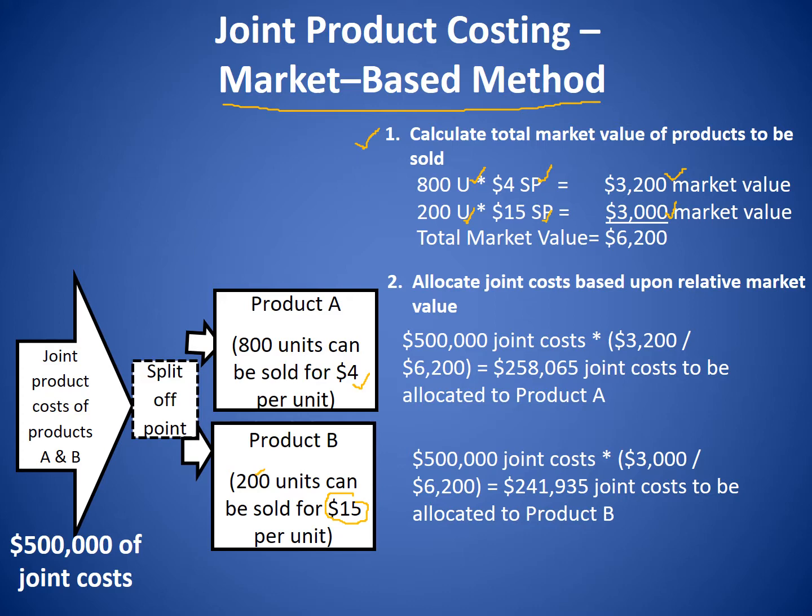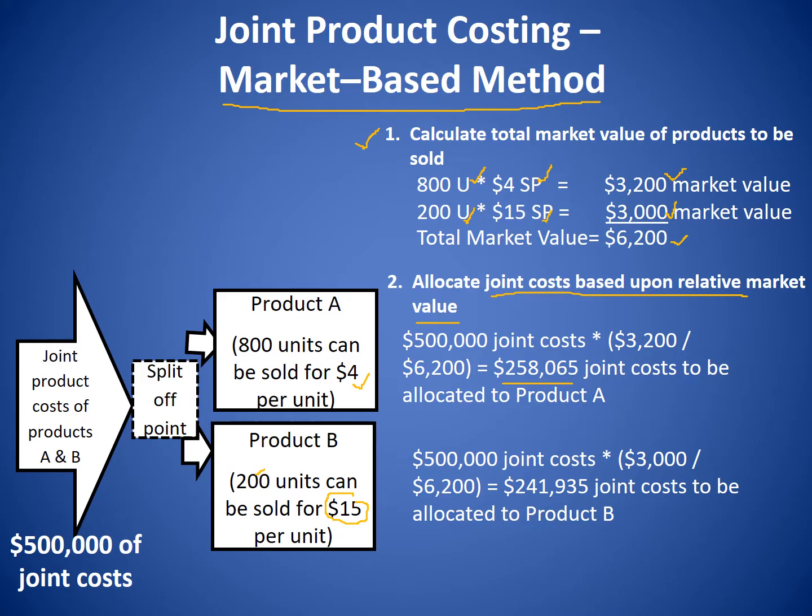So the total market value of product A and product B totals $6,200. Now what we're going to do is allocate the joint cost based upon the relative market value of these two products. So we take our $500,000 of joint cost and multiply it by the $3,200 market value divided by 6,200. That means we're going to allocate $258,065 of joint cost to product A.